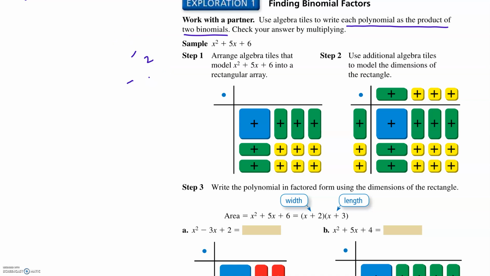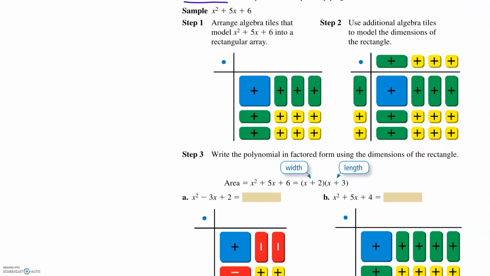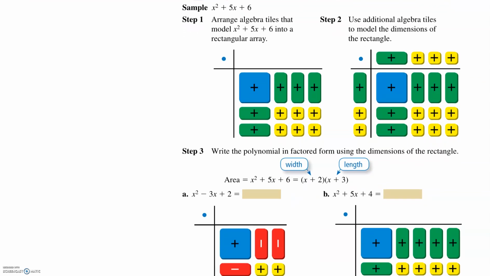So let's go back to the algebra tiles here for a minute, and we're going to write the polynomial x squared plus 5x plus 6, that trinomial, as a product of two binomials. I want you to notice how they have these algebra tiles set up. So this is our x squared, and they've arranged it in a rectangular shape.